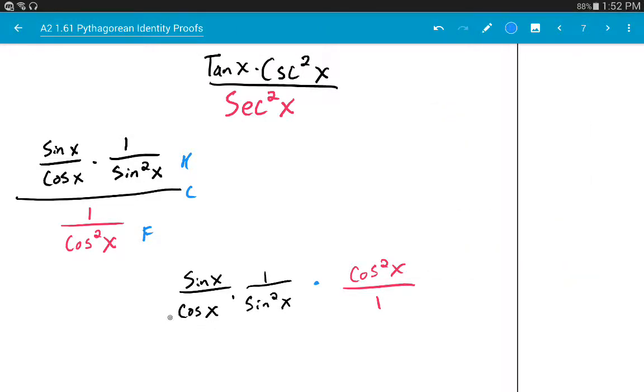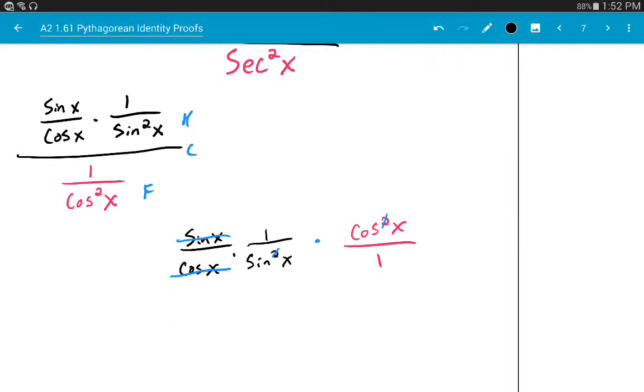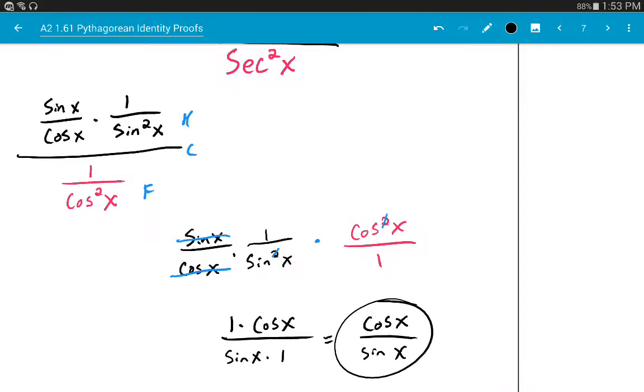So let's see. I've got a cosine x here. I've got 2 cosine x's here, so I'm going to cross out one of them, leaving me with a cos x. I've got a sine x and a sine squared x, so I can cross out a sine x with one of the 2 sine x's here. Let me rewrite once. So I've got 1 times cos x over sine x times 1. 1 times cos is just cos, so this is cos x over sine x. And that's really the simplest this is going to get, so I'm going to leave it like that.